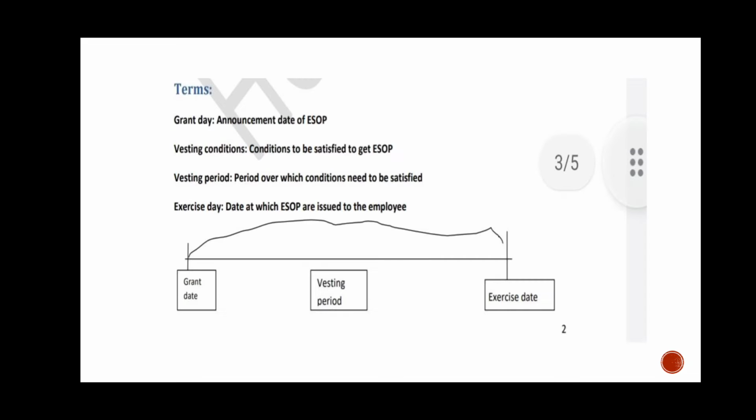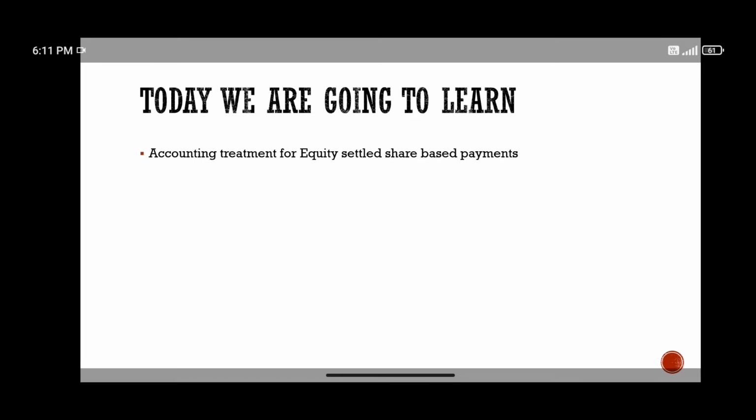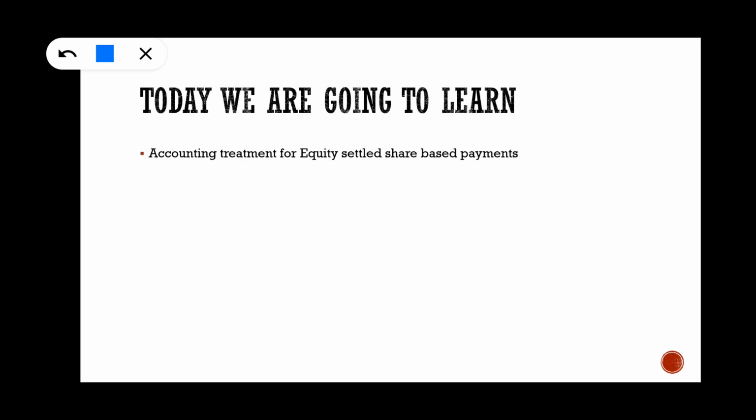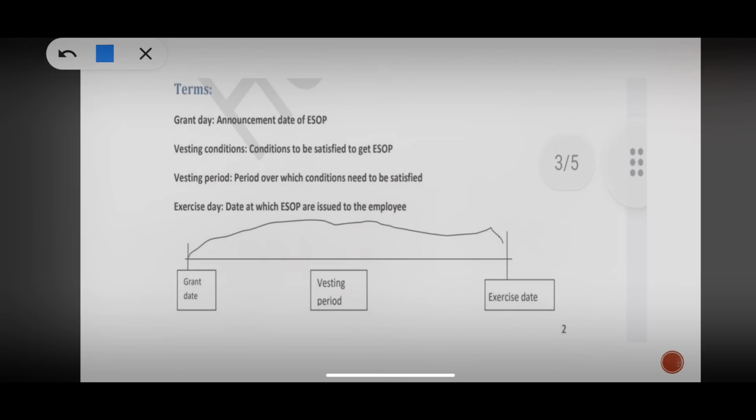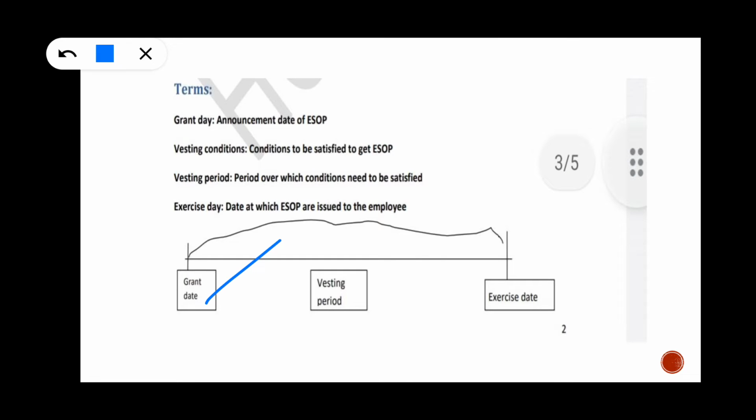So before entering into the video, let me explain some of the terms which we have learnt in the CA Inter ESOP chapter. First one, grant date. Grant date means, for example, a company has announced to its employees that after 3 years, it is going to give equity shares to its employees, whoever remain in the company. The date of announcement is nothing but the grant date.